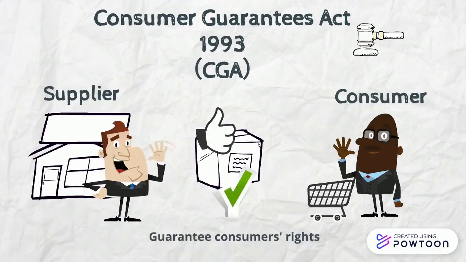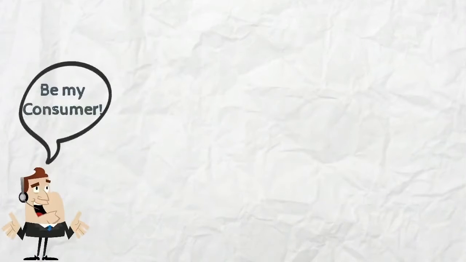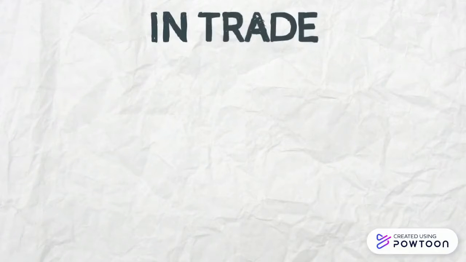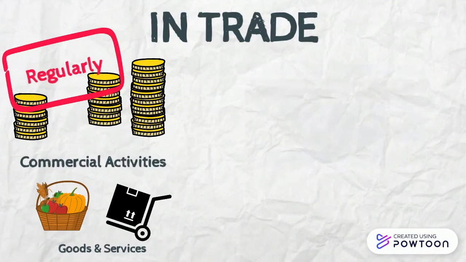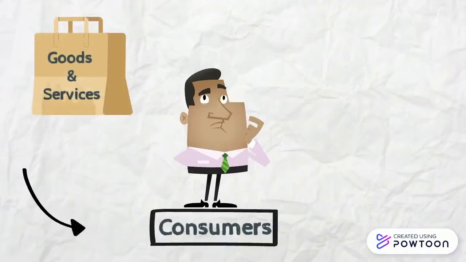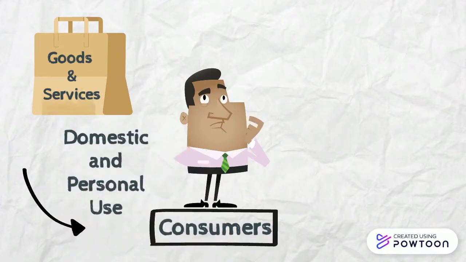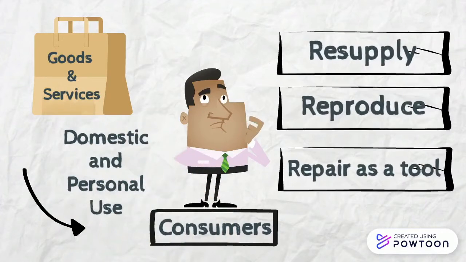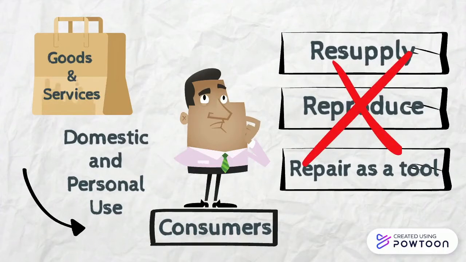to guarantee consumer rights. So how do we define the consumers? To be your consumer, first you need to make sure you are in trade. To be in trade, you have to take part in commercial activities such as supplying goods and services regularly. One-off transactions cannot be regarded as in trade. And as for your consumers, they need to be people that normally purchase goods or services for domestic and personal use, but not for resupplying, reproducing, or as a tool to repair other fixtures on land.